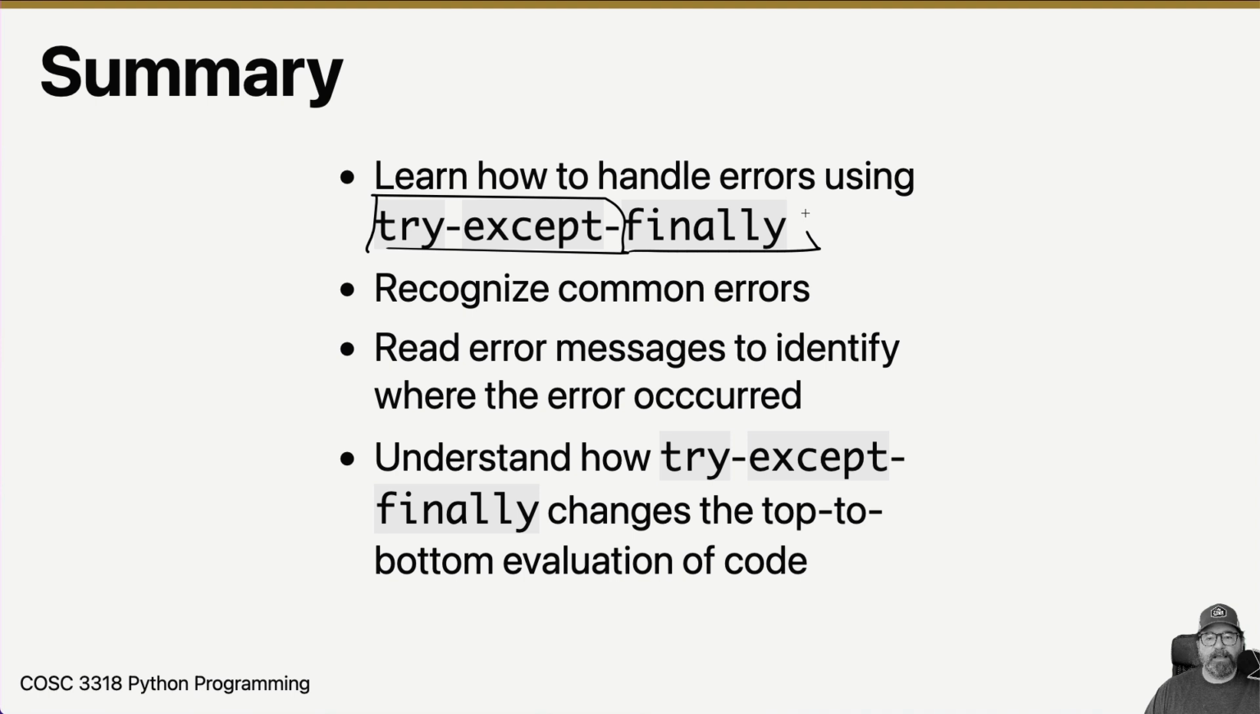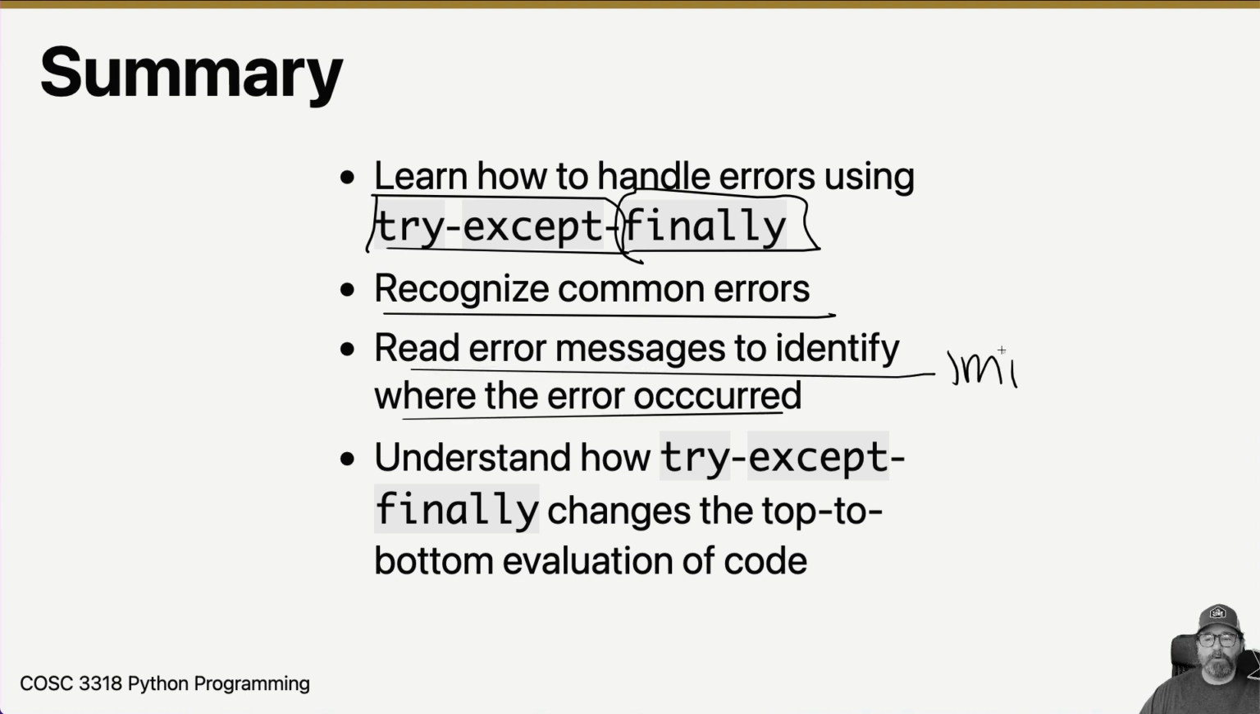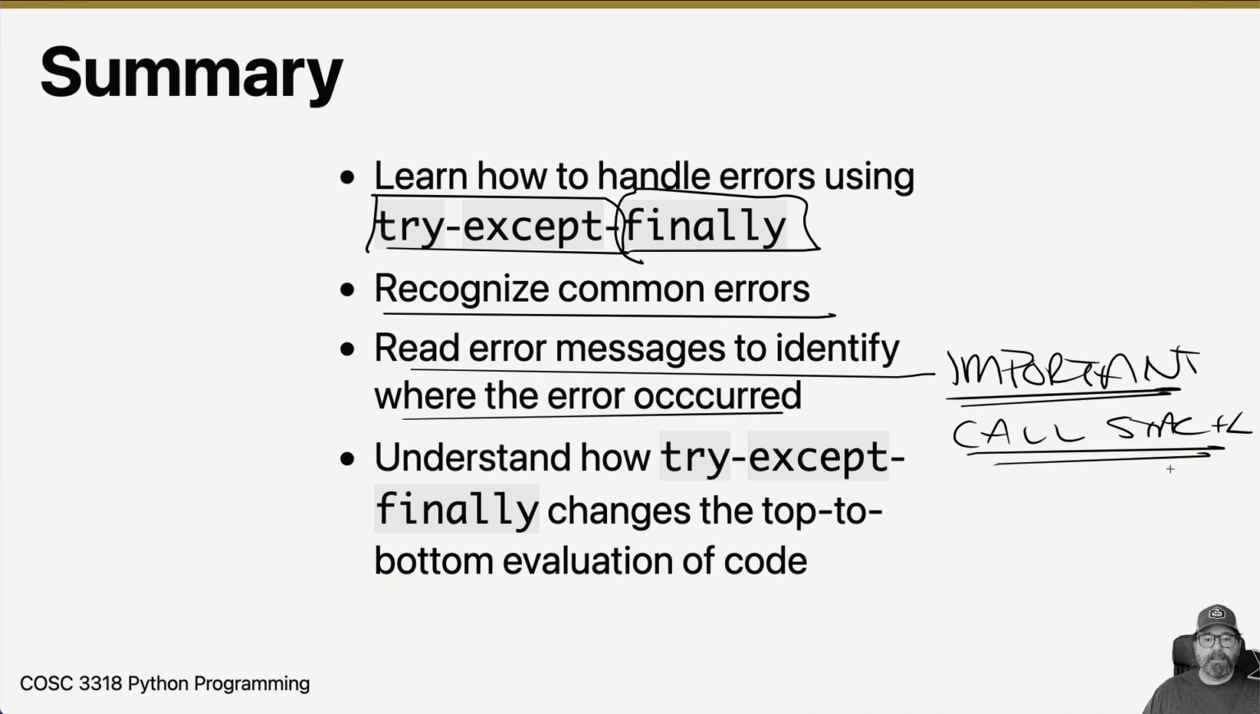So in summary, we learned how to use try and except. We add a finally onto the block to do whatever happens, whether or not there is an exception or not. You can read about that in the book. Recognize common errors. We saw a whole bunch of those. How to read the error messages and identify where the error occurred. I cannot stress, this was the most important part of this lesson right here, which is how to read those tracebacks, how to read the exception messages, and how they refer to the call stack. And how each entry in the traceback right here is an entry in the call stack.